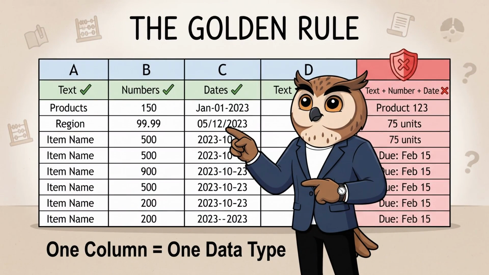The golden rule of data entry is simple. One column should contain only one type of data.